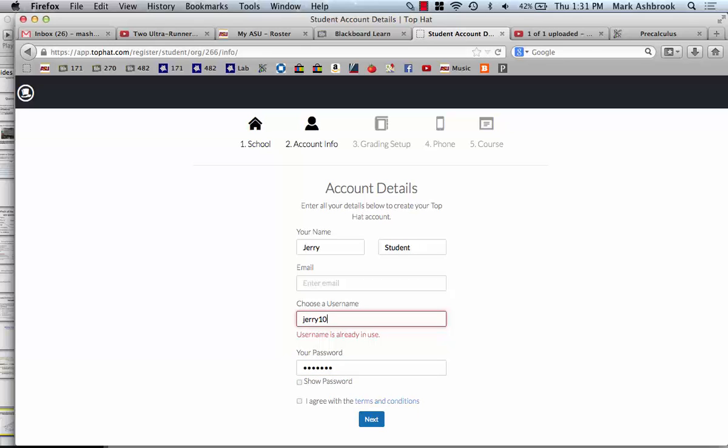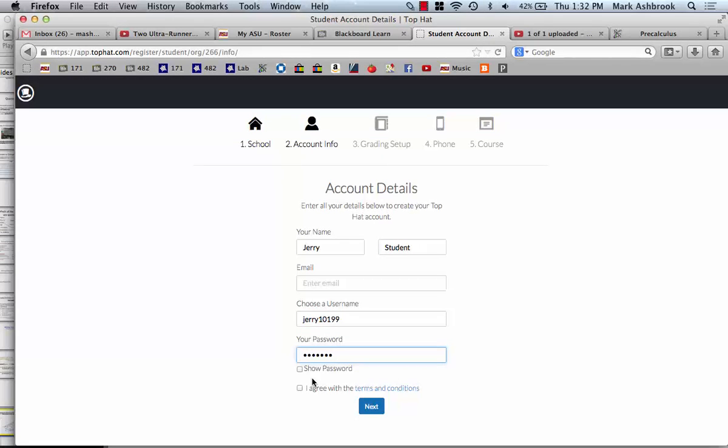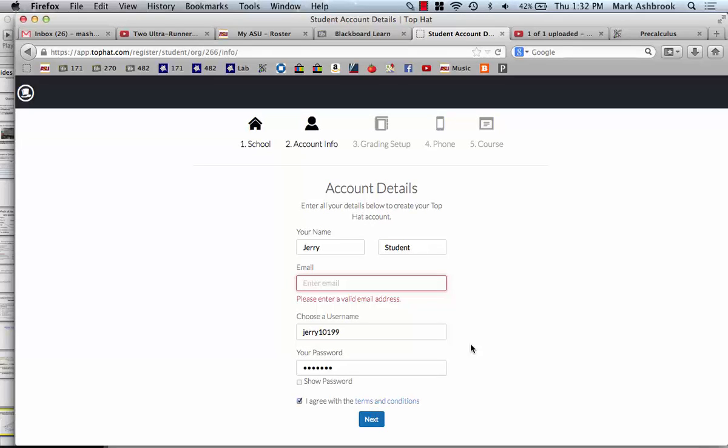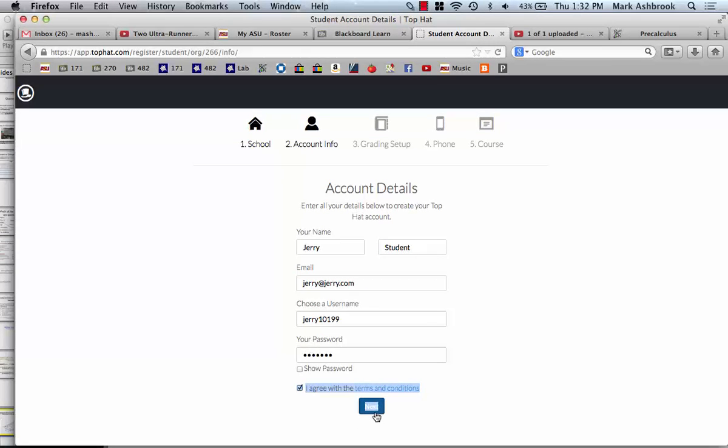Look at that. Oh, maybe like at another university. So you're choosing from all usernames of everyone on Top Hat. That's why. Okay. Agree with the terms and conditions. Valid email. I hope that's not real. Probably is. Oh well.